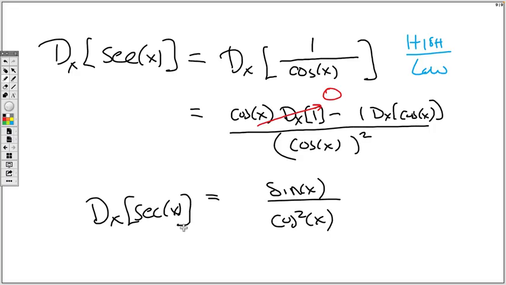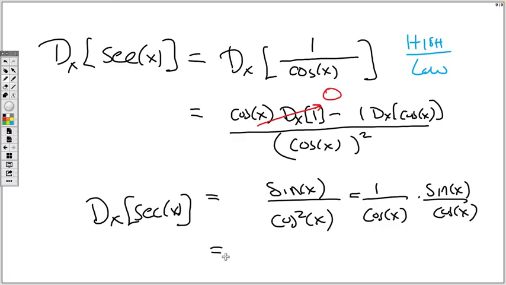Okay, so the derivative of secant of x is sine of x over cosine squared of x, which I suppose is a fine formula, but typically we rewrite this. We write the denominator cosine squared as cosine times cosine. What's 1 over cosine?